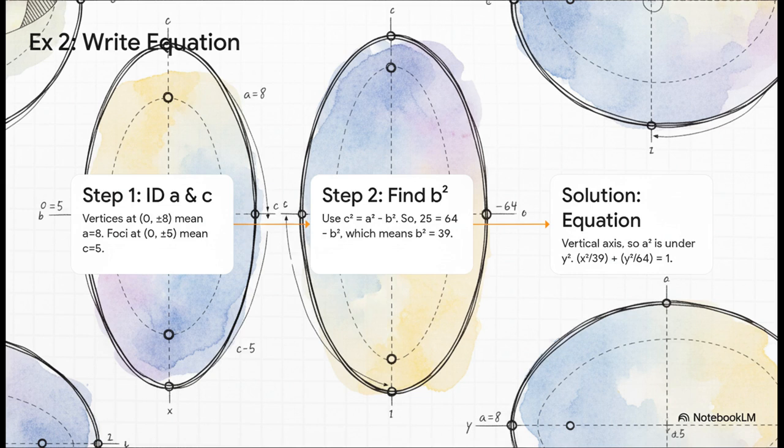We use our key formula again, c squared equals a squared minus b squared, but this time we're solving for b squared. So 25 equals 64 minus b squared. Do a little bit of algebra, and boom, b squared is 39. Now we just build the equation. Since it's vertical, the bigger number, a squared, which is 64, has to go into the y squared term. It just perfectly shows how all these pieces fit together.